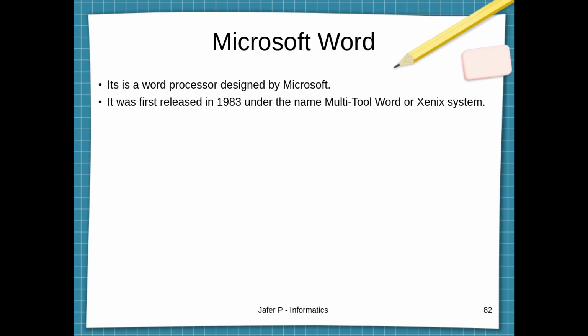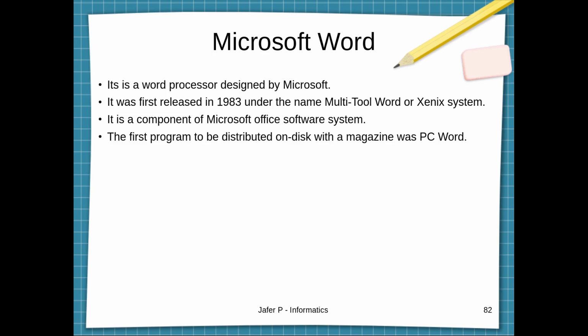It was first released in 1983 under the name Multi-Tool Word or Xenix system. So Microsoft Word was released in 1983 under the name Multi-Tool. The first name of Microsoft Word was Multi-Tool Word or Xenix system. It is a component of the Microsoft Office software system. I told you there is a tool called Microsoft Office, and in that tool there is a component called Microsoft Office Word, right? So it's a component of the Microsoft Office tool.